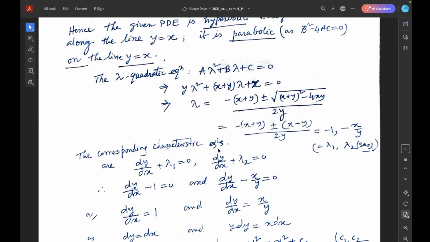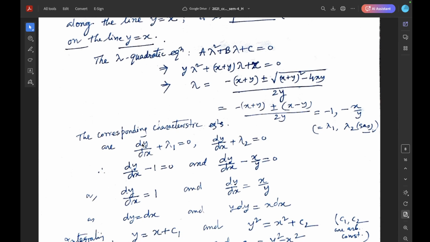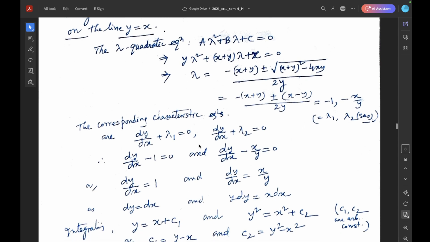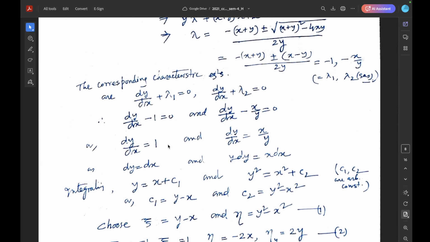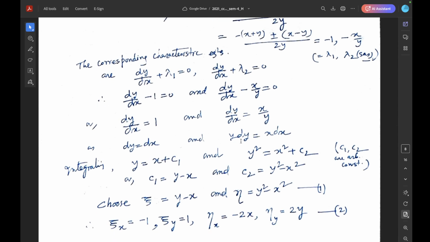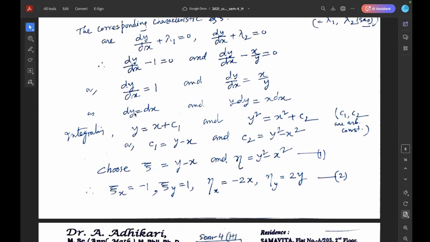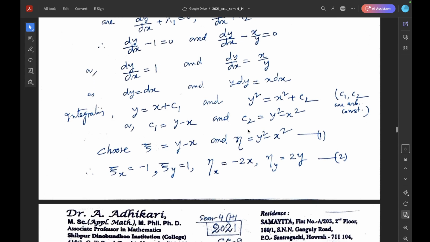And corresponding characteristic equations are respectively dy/dx + λ1 equal to 0, dy/dx + λ2 equal to 0. Now λ1 equal to -1 and λ2 equal to -x/y. So dy/dx equal to 1 and dy/dx equal to x/y. So dy equal to dx, and from this y dy equal to x dx. Integrating respectively we get y equal to x + c1, and y² equal to x² + c2, where c1 and c2 are arbitrary constants. So c1 equal to y - x, and c2 equal to y² - x².